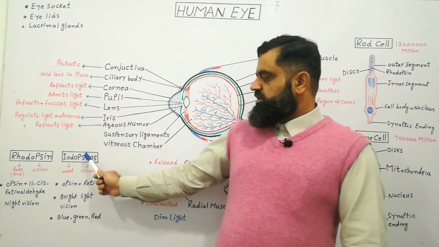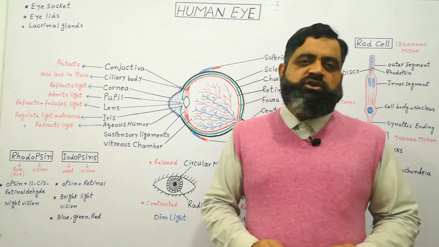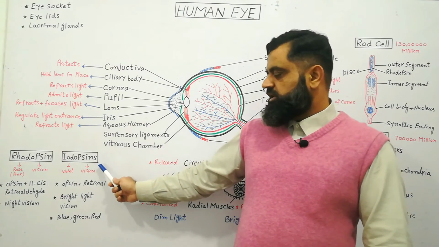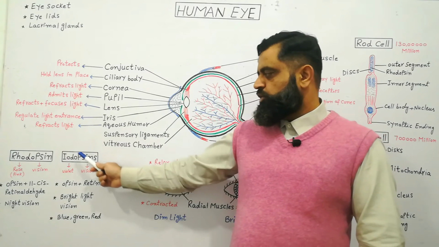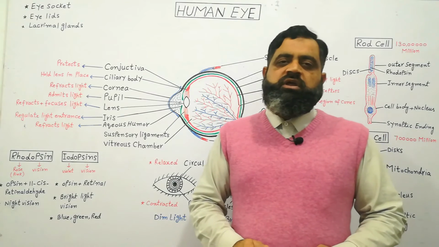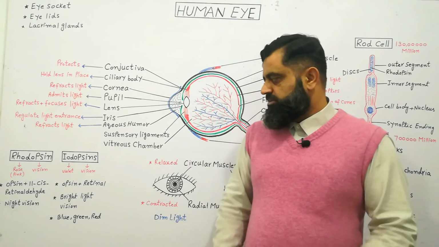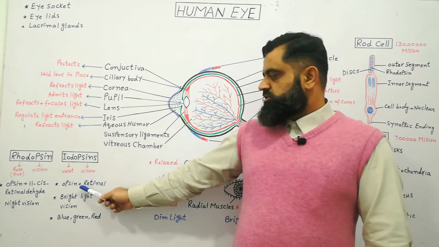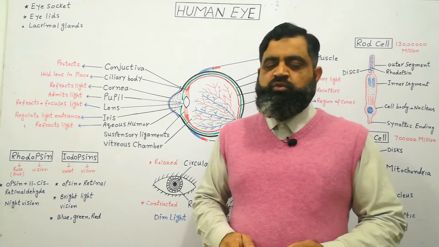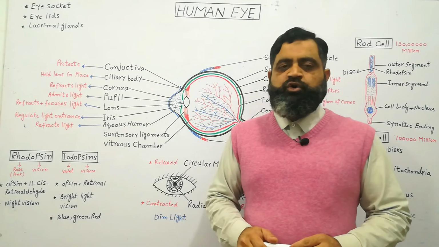The second pigment is known as iodopsin, which is present in cone cells in the fovea. If we look at the meaning of iodopsin, iodo means violet and opsin means vision. It is also a Greek word which means it has a violet pigment. This protein is made up of opsin and retinal, which is also obtained from vitamin A. Both of these together make iodopsin.